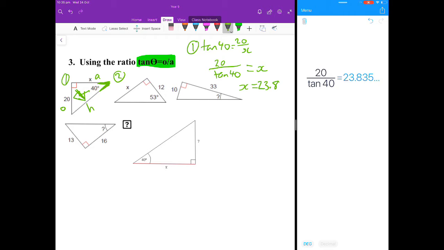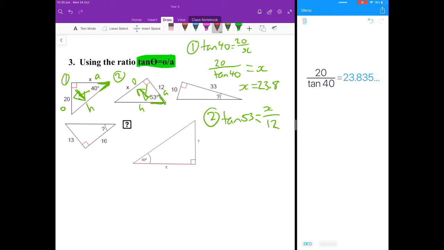Our second triangle here, again, we've got our angle, we're finding our opposite side. We've got our hypotenuse across from our right angle, and our hypotenuse and our adjacent side make up that 53 degrees. Tan of 53 degrees will equal our opposite side X over our adjacent side 12.